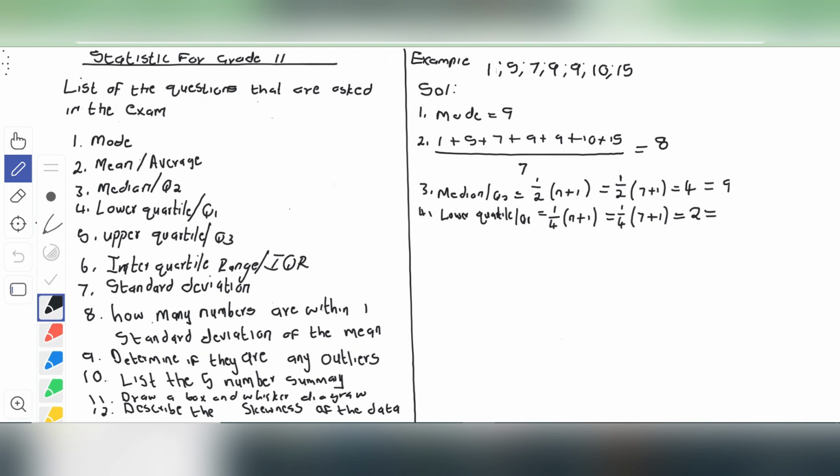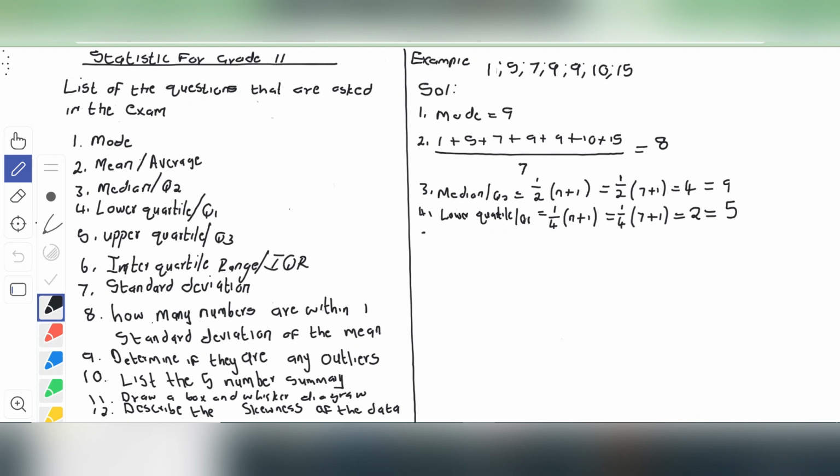After finding this 2, we know that we are not done. This 2 means that the lower quartile is in the second position. So we are going to count, and when we arrive at 2, we stop. That will be our answer. Where do we count? From the data set. So it's going to be 1, 2, meaning we stop here. And what is that number? It's 5. So our lower quartile range is 5.